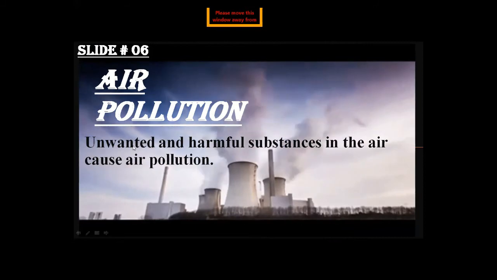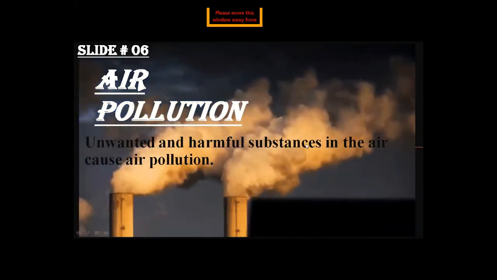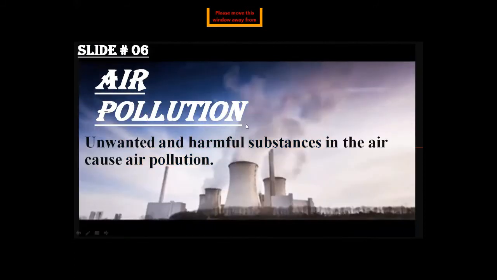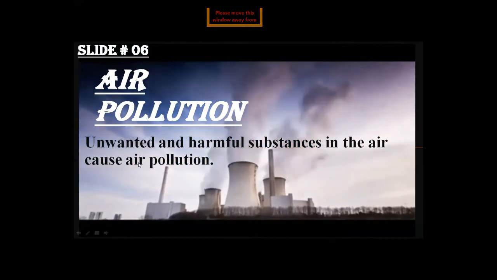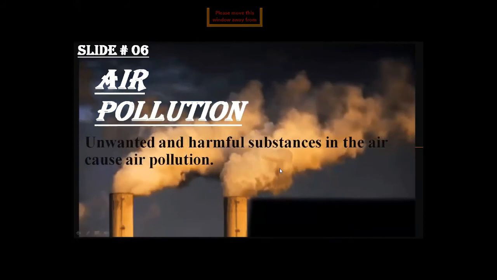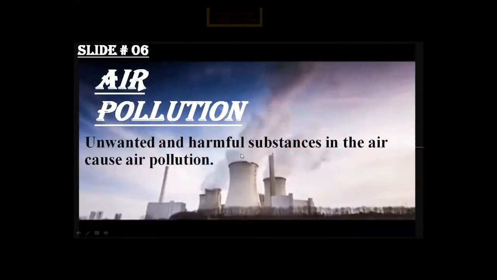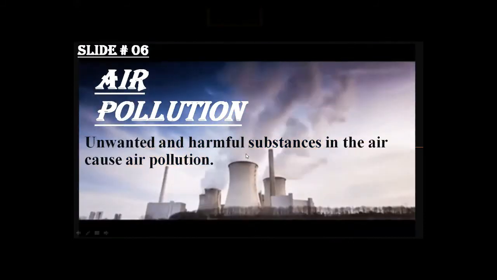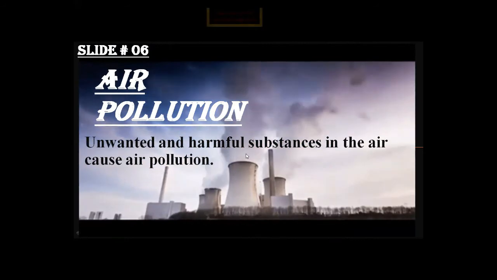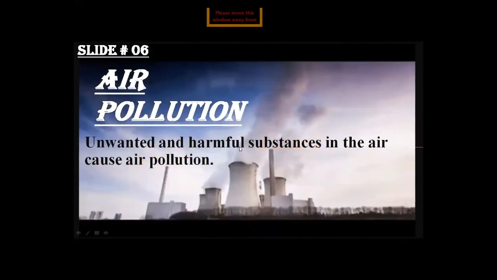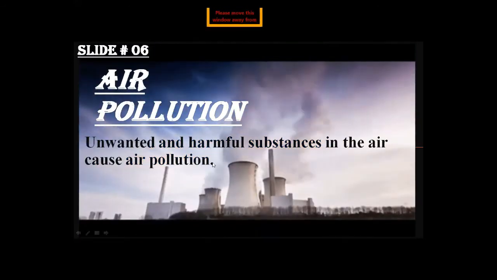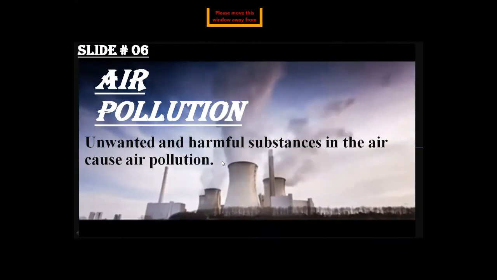So unwanted and harmful substances could be any type of substance in the form of a solid, a vapor, or a gas. Means there are a lot of gases which arise from here. We can say that this one is sulfur dioxide, carbon dioxide, nitrogen oxide. So unwanted and harmful substances in the air cause air pollution.